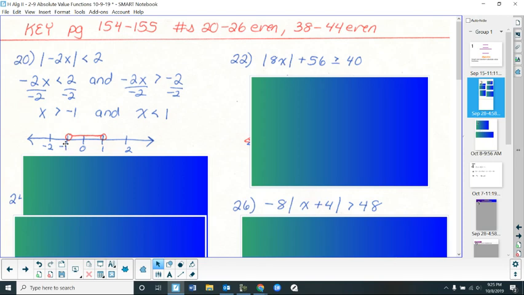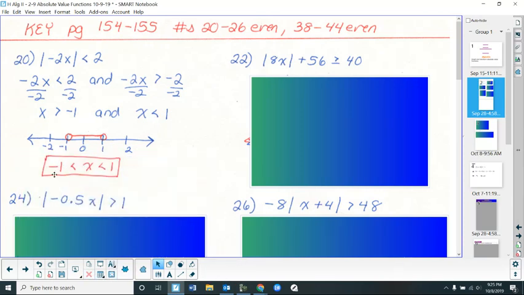So when I graph this, it's all the numbers bigger than negative 1 and all the numbers less than positive 1. So it's everything between. So your final answer that you should have is negative 1 is less than x, which is less than 1. Hopefully that one was pretty easy.